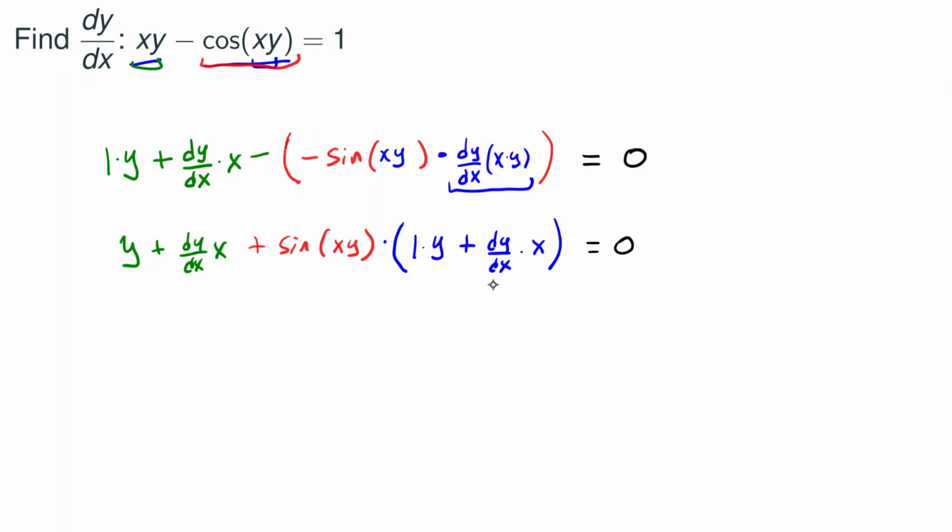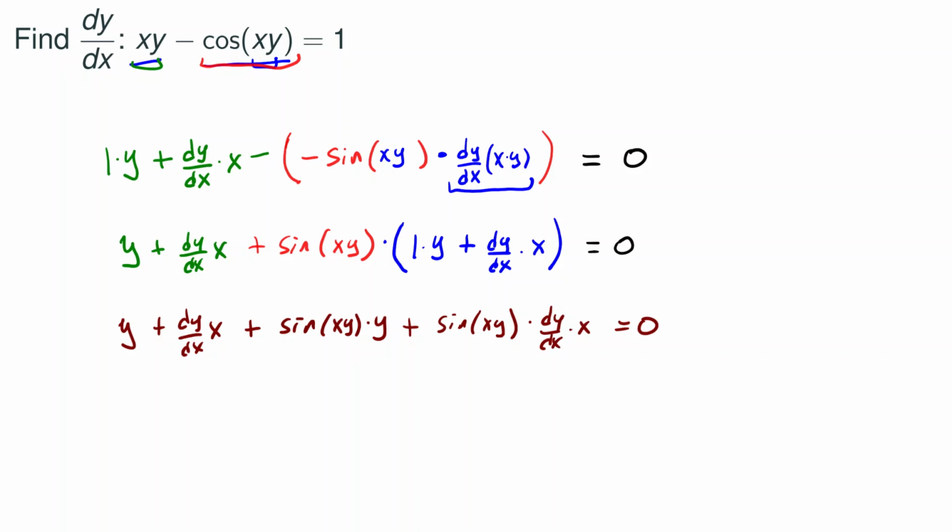We're done taking the derivative. Now we need to solve for dy dx. In order to do that, first we actually have to distribute sine xy to here and also here. So the next line, that's what I'm going to do. So we have y plus dy dx times x, plus sine xy times y, plus sine xy times dy dx times x equals 0.